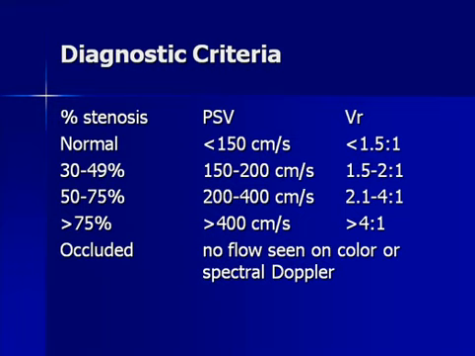All right, in terms of diagnostic criteria, there are no separate criteria for the upper extremity vessels. We're going to use the criteria that we also apply to the lower extremity. In general, these velocities are probably a little high for the upper extremity arteries, but what we're going to use really is the velocity ratio. When we see a ratio that's 2 to 1, we know we're dealing with about a 50% stenosis. When the ratio gets up to about 4 to 1, we know we're dealing with about a 75% stenosis.